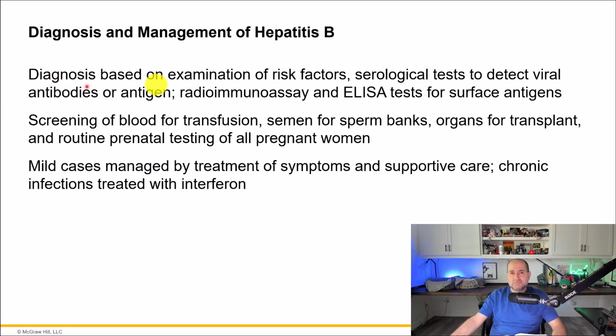How do we diagnose hepatitis B? We could do serological tests, radio immunoassays, ELISA. It's important that we screen any blood that's meant for transfusion from blood donors. It's important that we screen any semen for sperm banks, organs for transplant, and routine prenatal testing for all pregnant women as well. With mild cases, we can manage by treatment of symptoms and supportive care, though with chronic infections, usually interferon is what's used to mitigate that disease.